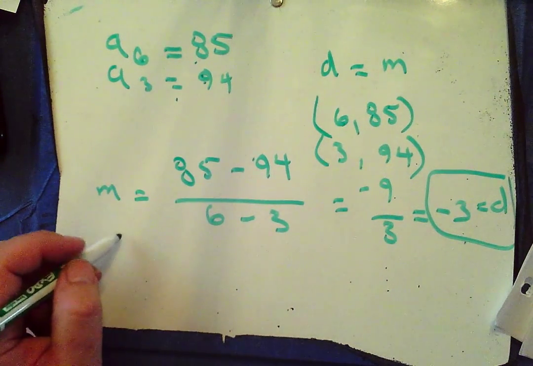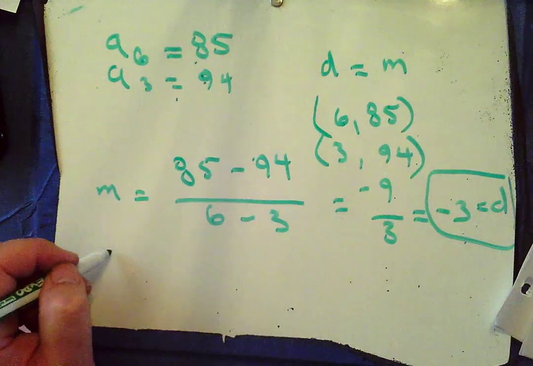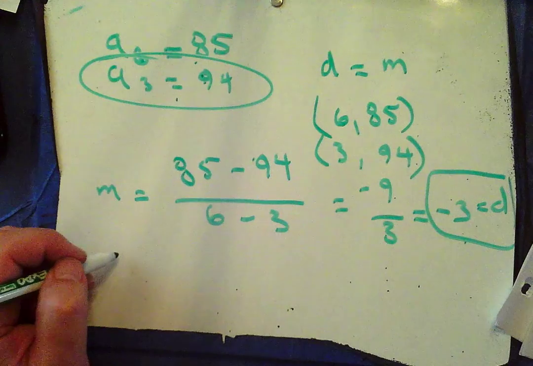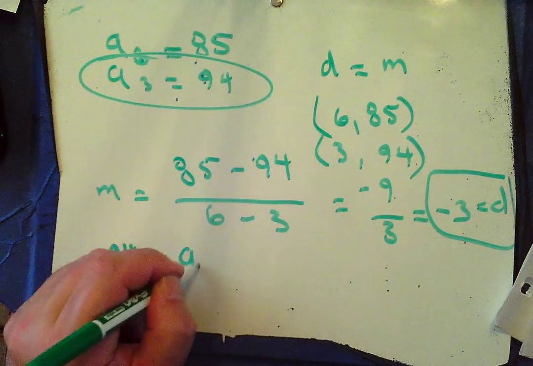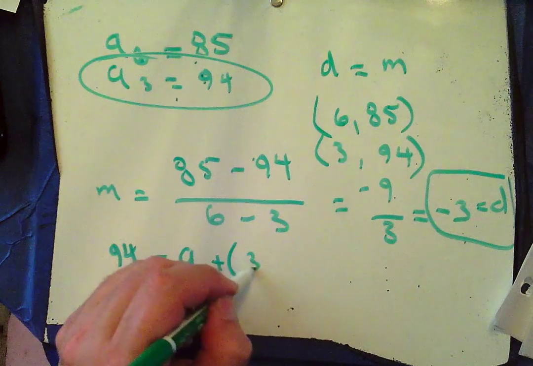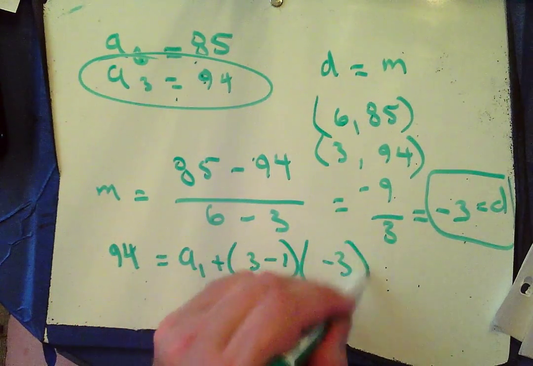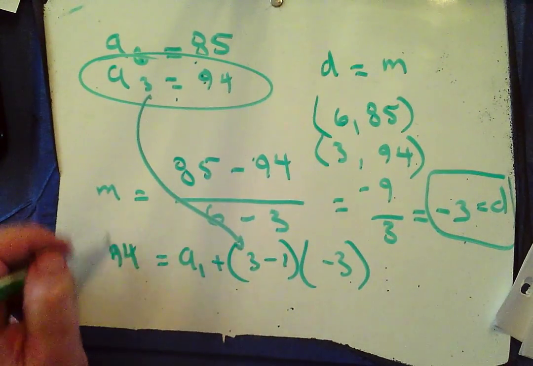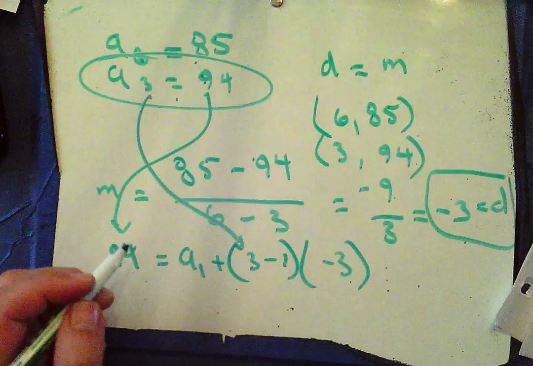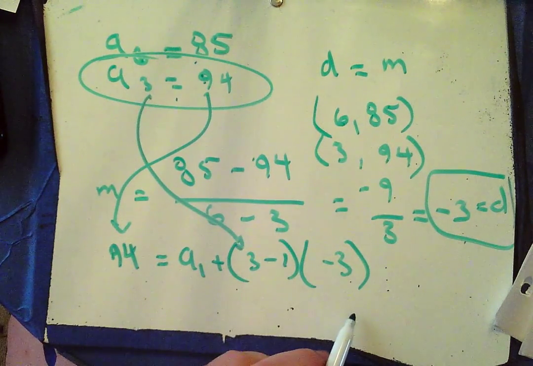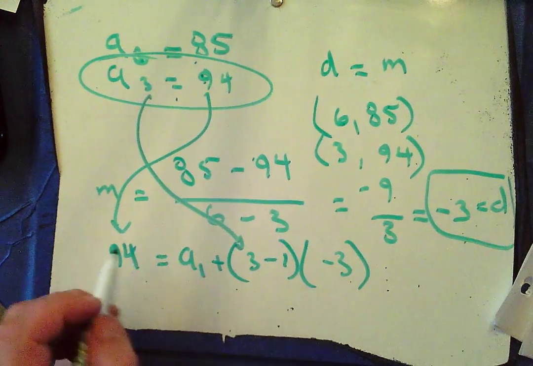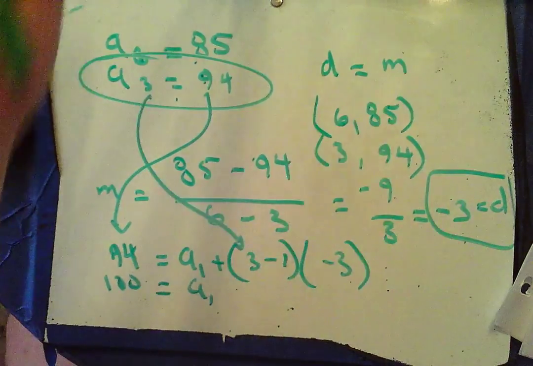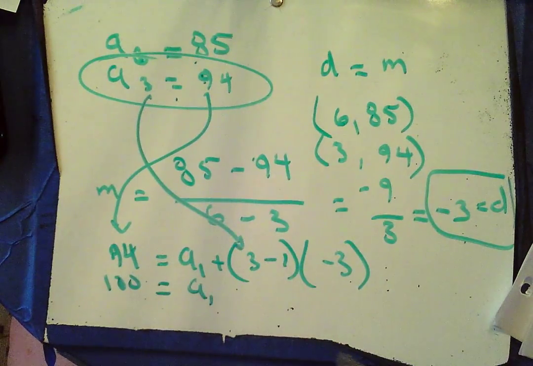I can plug those values in. I'm going to use this value, and I'm going to say 94 equals a sub 1 plus 3 minus 1 times negative 3. This is my n value. This is my a sub n. So I've got 2 times negative 3, which is negative 6. I add 6 to both sides and find out that a sub 1 is 100.